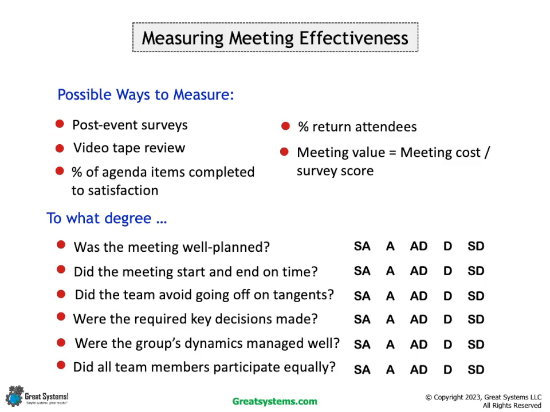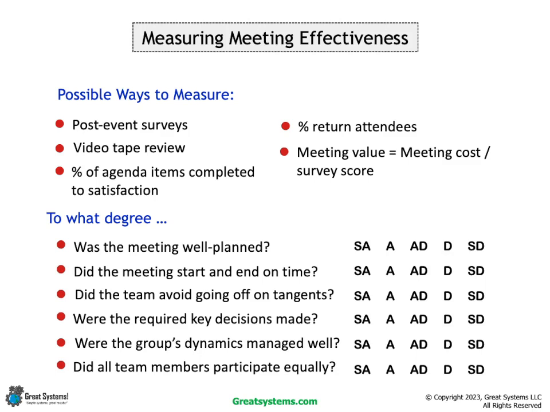Now, there's 5 possible ways to measure, and I don't like to go over the top here, but hey, they're there if you want to do it, and it will change the behaviors if you do it, but typically you don't have to go this far. But if you're wasting lots of money, you might want to head that way. So let's take a look. First of all, post-event surveys, just little 4 or 5 question surveys. How many people come back? Let's track our percent return attendees if the meeting's optional.